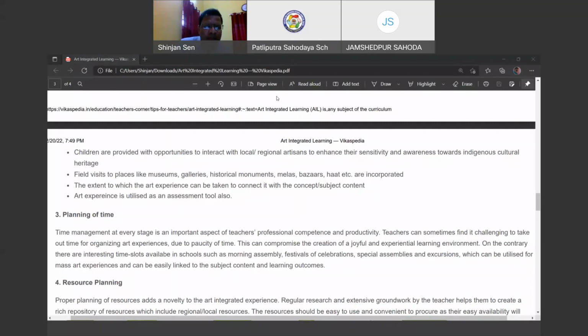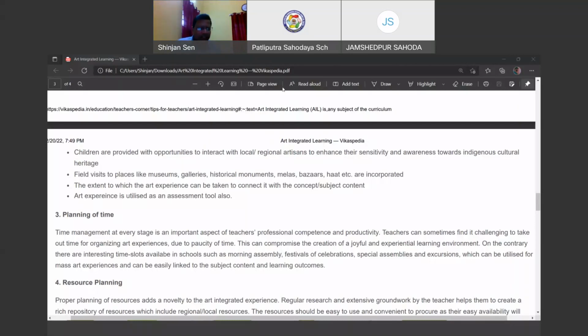Field visits, museums, galleries, historical monuments, bazaars, haats. Very common in the village areas, the haats. Haats and bazaars and melas are excellent sites of artistic knowledge, I would say. The extent to which the art experience can be taken to connect it with concept, subject, content, art experience is utilized as an assessment tool also. Yes, we will use it as an assessment tool.